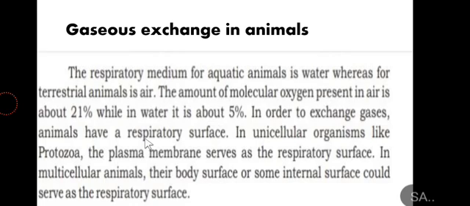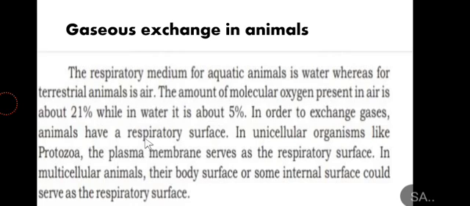Now you will learn about the gaseous exchange in animals. There are a lot of animals living in different habitats. For example, some are living on land, so they are terrestrial animals, while some are living inside water, so they are aquatic animals. In case of terrestrial animals, the medium for exchanging the gas is air. However, for the animals living in water, the medium of exchange of gases is the water.